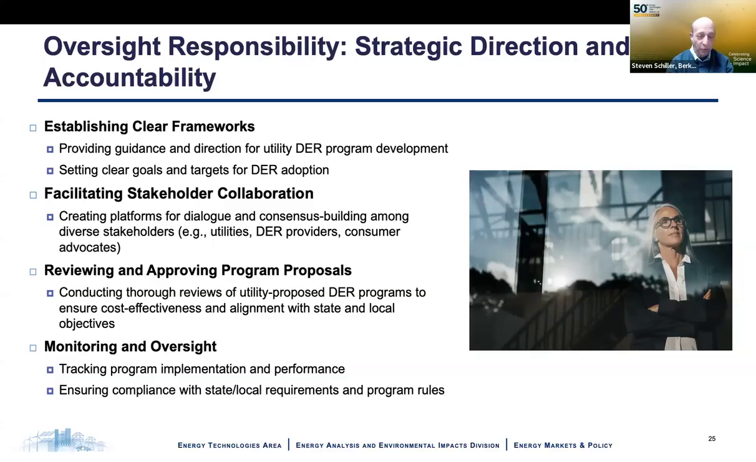Reviewing and approving the program proposals that can come from those administrators or implementers, and then the monitoring and oversight responsibility, ensuring compliance with the requirements and the program rules that you've established, to make sure that there's value being provided and the expectations that you have are being met.